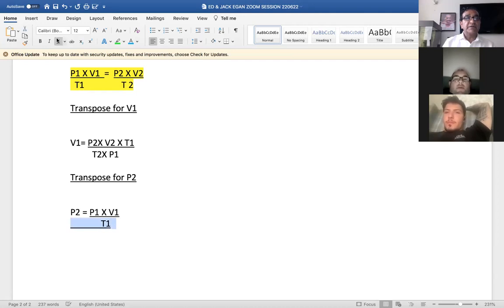Underline. Get rid of that there. Okay. Now what we've got to do is we've got to say, right, now we want P2. So we've got to do something with V2, which is at the top, and we've got to do something with T2, that's at the bottom. So we've got V2 here. That V2 is going to go to the bottom because it's at the top. So that's going to be T1 times V2, and then this T2 here is going to go to the top, because it's at the bottom.